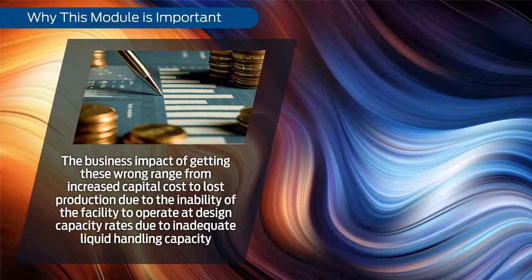The business impact of getting these wrong ranges from increased capital cost to lost production due to the inability of the facility to operate at design capacity rates due to inadequate liquid handling capacity. Or if the liquids are not there and the inlet fluids have a lighter composition, then the plant could be grossly oversized, an increase in capital investment with much smaller profit margins as the result of lower liquid recoveries.